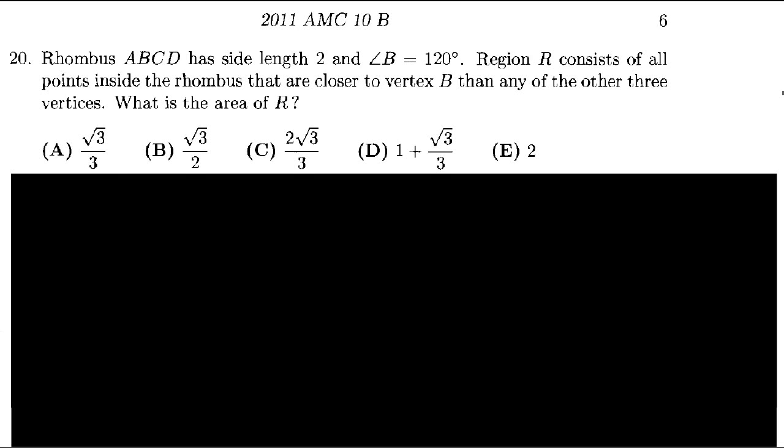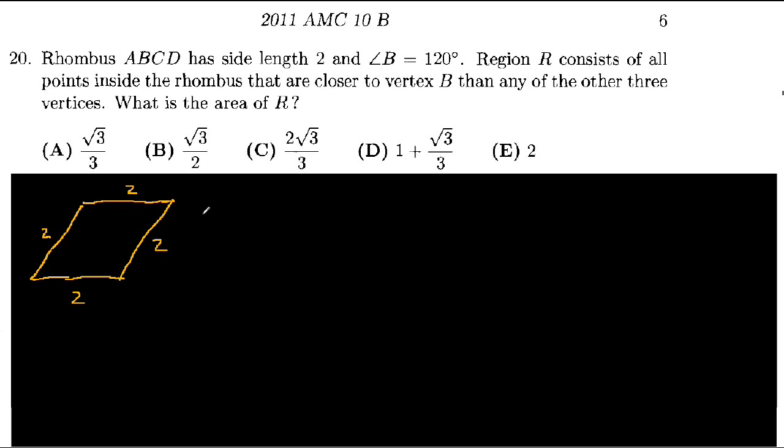Question number 20. Rhombus ABCD has side length 2. Okay, so let's draw a rhombus. So this side is equal to 2. This is 2 as well, and this, let's connect that. This is 2 as well, and this is 2. Okay, 2, 2, 2, 2.